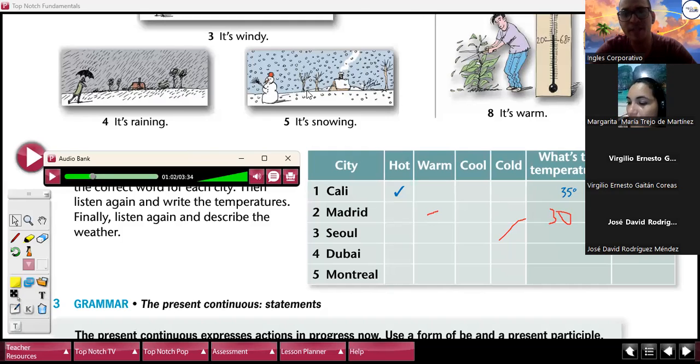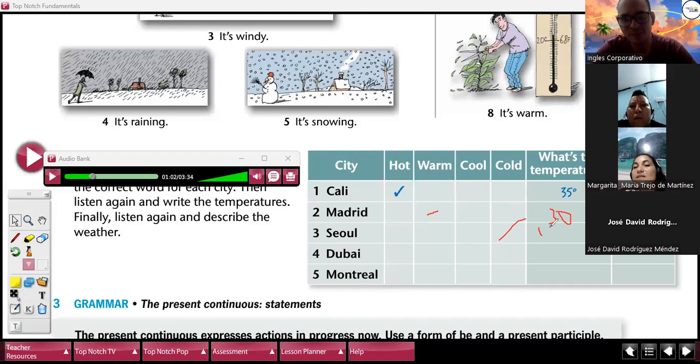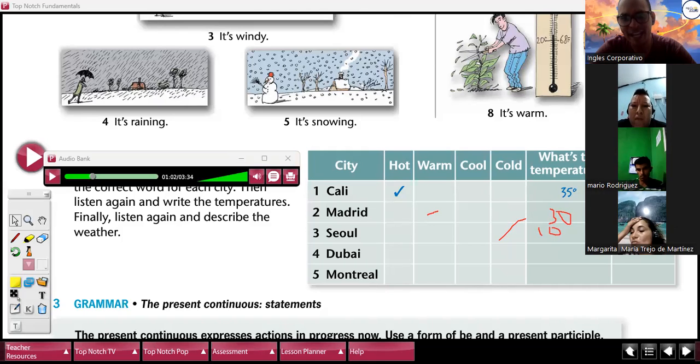Okay, now tell me about Seoul. 10. 10 degrees. Okay, and then it is? Cold. No, it is sunny. Pay attention. Sunny, sunny, sunny. You need to pay more attention, guys. Sunny. Now let's go with the next one.